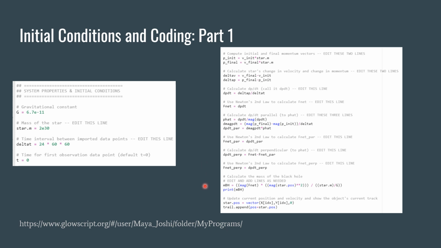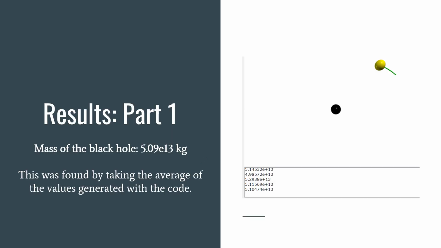And then we use this information to find the mass of the black hole by setting the universal gravitation equation equal to mv squared over r, which is the centripetal force equation, and then manipulating that to find the mass of the black hole, as you can see right here. So when we do this, we're going to get multiple values in GlowScript due to the changing position. But then I put them all in Excel and averaged them to get a mass of the black hole of 5.09 times 10 to the 13th kilograms.